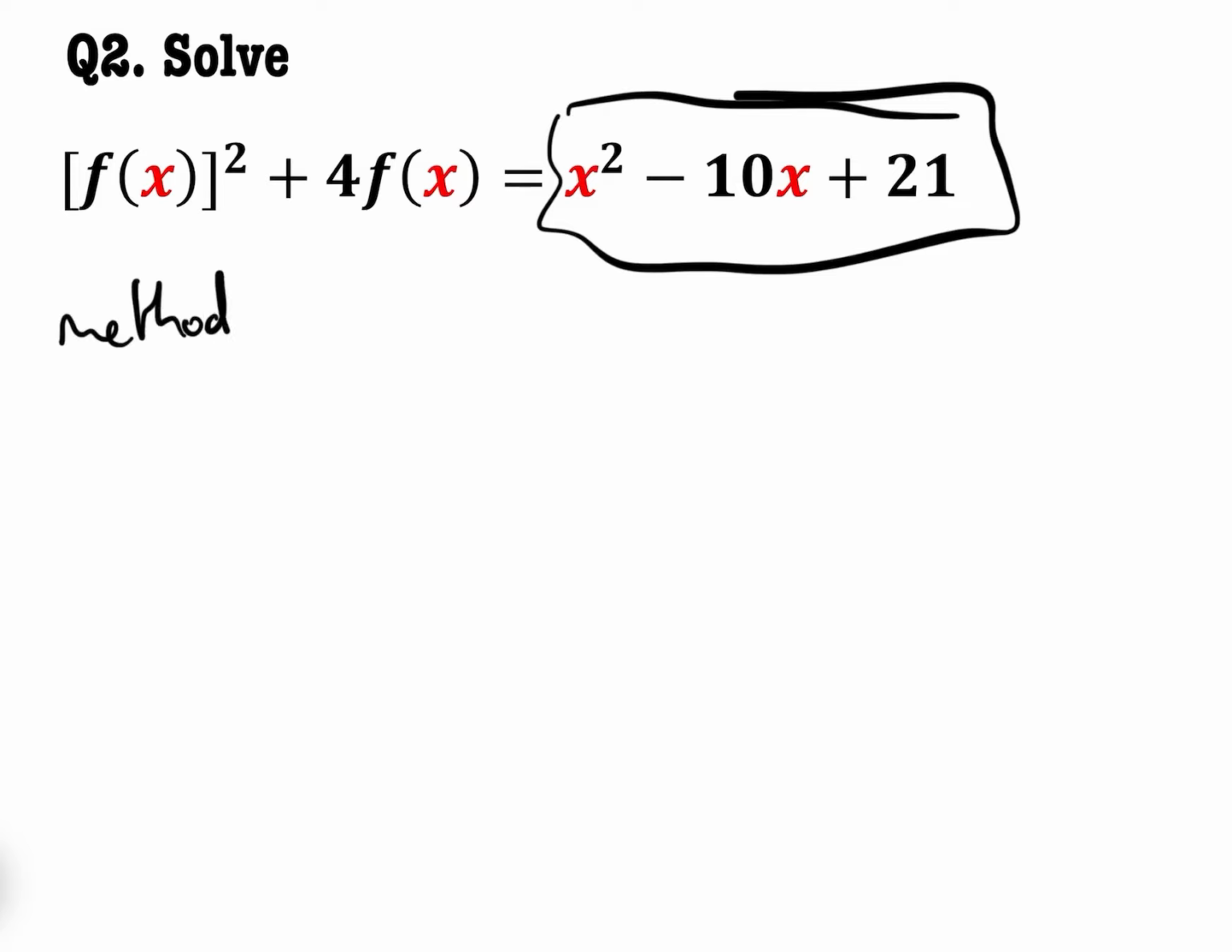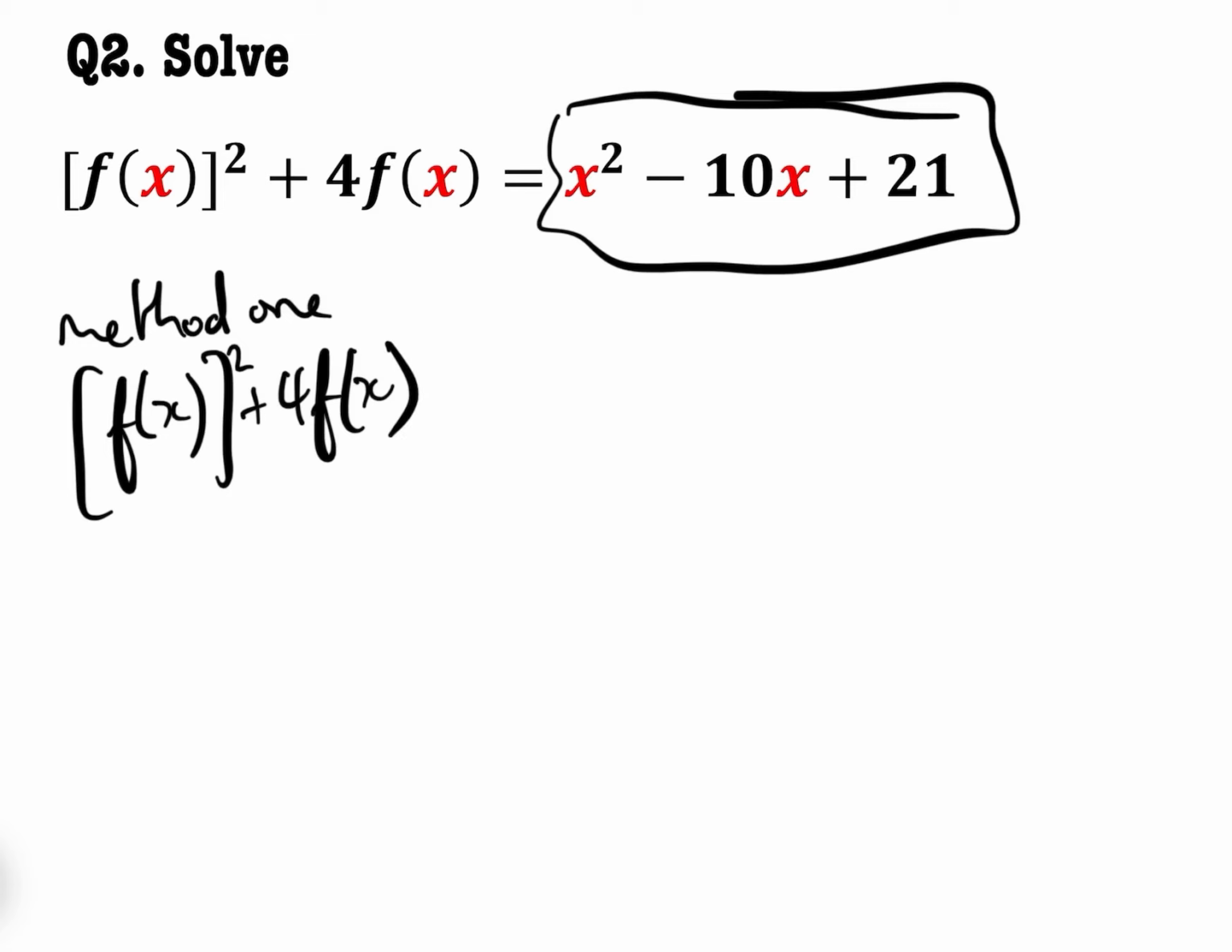Okay, method 1, again. We can rewrite this as f(x) squared add 4f(x) minus x squared minus 10x add 21 equals 0, and then we basically again use the quadratic formula.